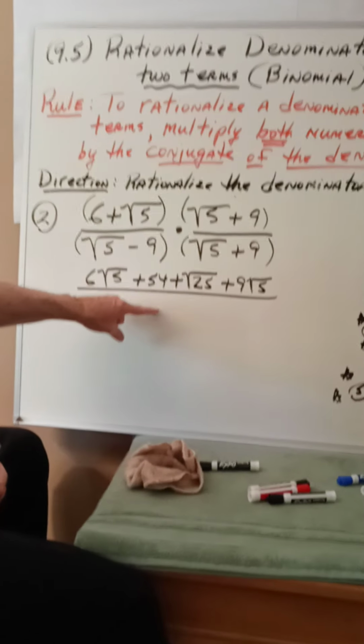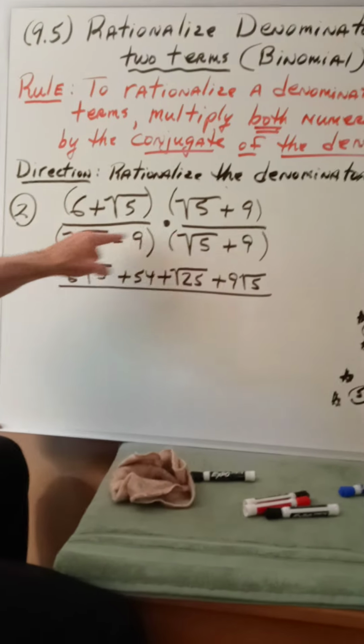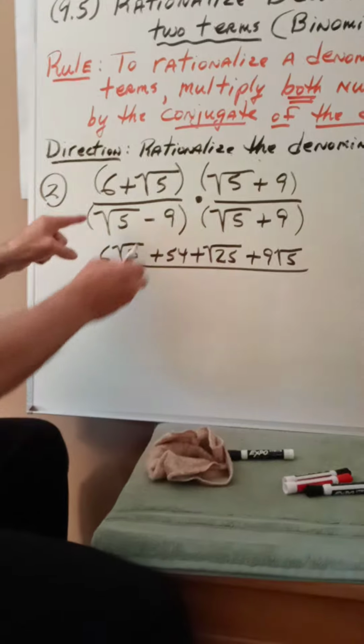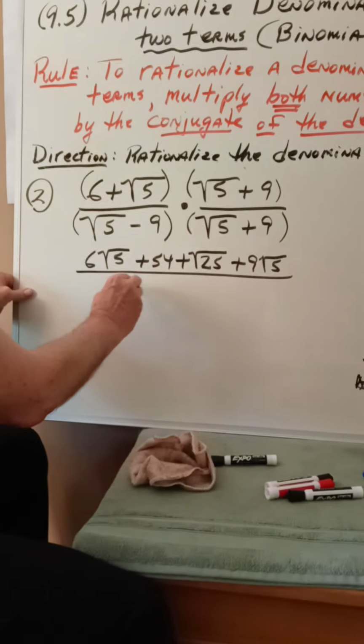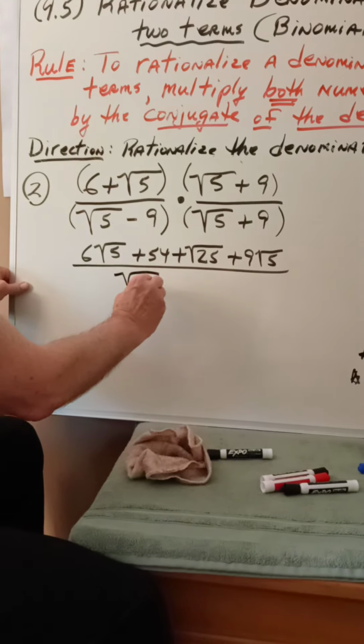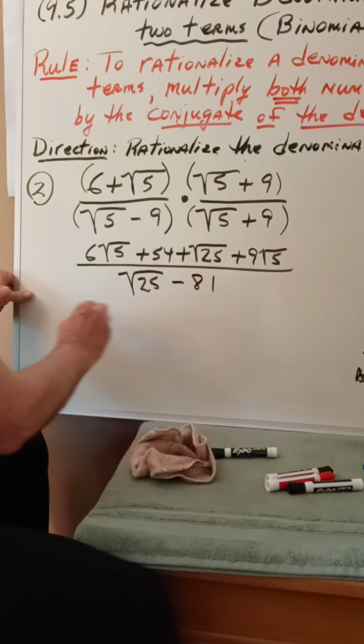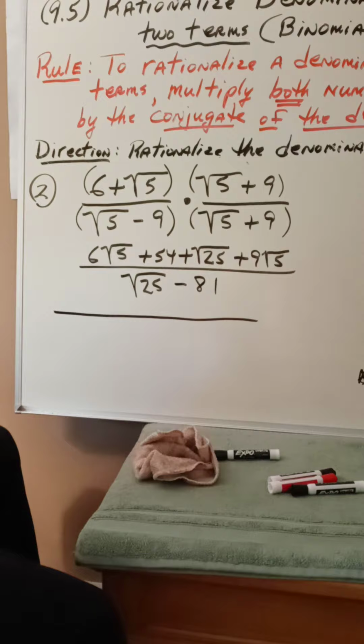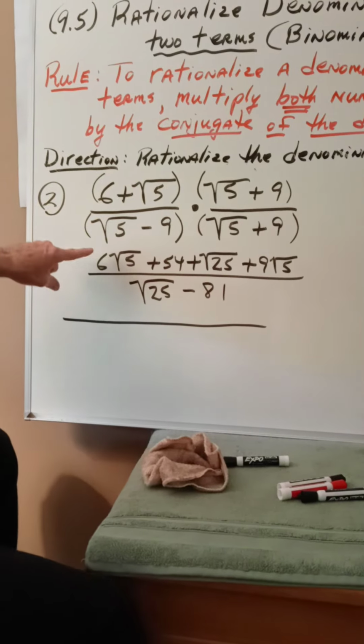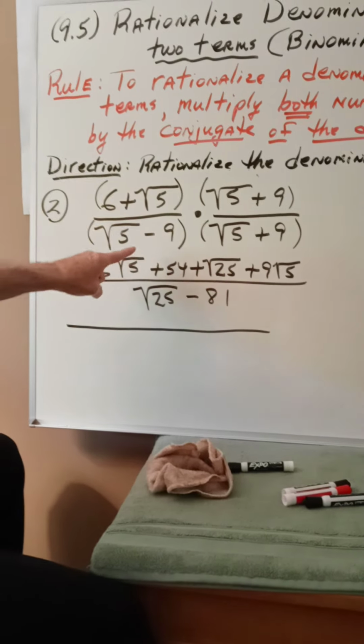Come down on the bottom. Let's take care of the bottom. We're multiplying conjugates. Multiply the first terms. Root 25. Multiply the last. Negative 81. Draw a line. Carefully here.